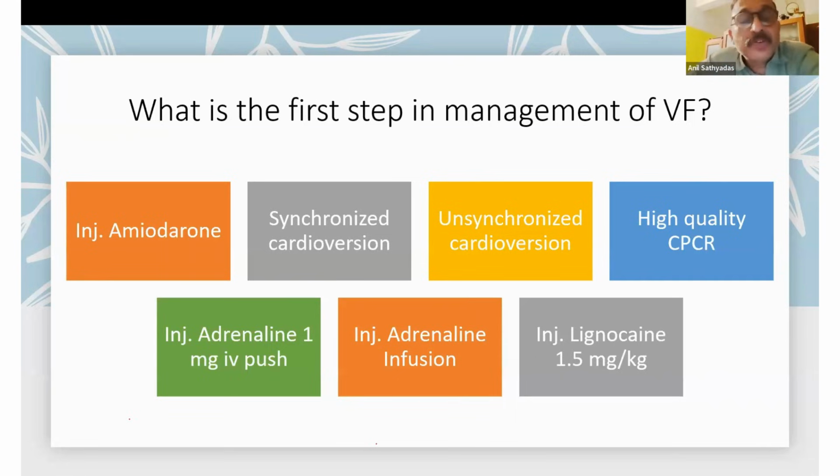So the answer, suppose you have already attached a defibrillator and you find VF. You still have some time for it to charge. And during that time also, you give CPR. So that is the answer. High quality CPR is the answer. And meanwhile, when the defibrillator is fully charged, you can give the defibrillation.